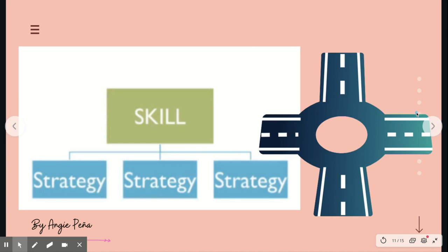So here we can find a visual of what a skill is. So for getting a skill, we can take different strategies. And the way we get to the skill is gonna be different. And it depends from student to student. So this is an example that shows us that actually we will get to the same skill, but the path that we take might be different.